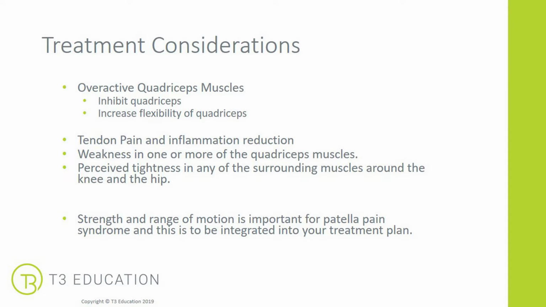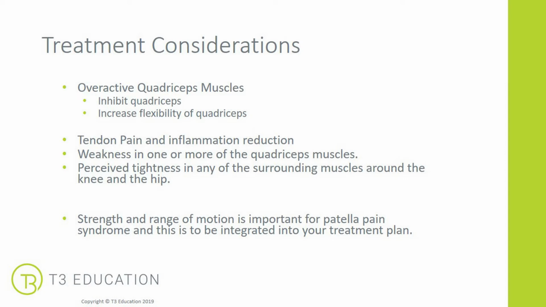You may want to consider overactive quadriceps, and you may need to inhibit those quadriceps and/or increase range of movement and flexibility through the quadriceps tissue to increase range of motion at the joint. You may want to decrease that pain around the tendon and reduce any inflammation around that area if your client is presenting with acute pain. There may be weakness in one or more of the hamstrings creating that pain. So further into your treatment, you may want to consider some quadriceps strengthening.